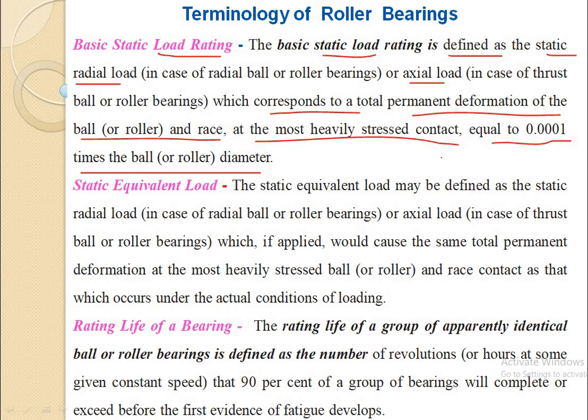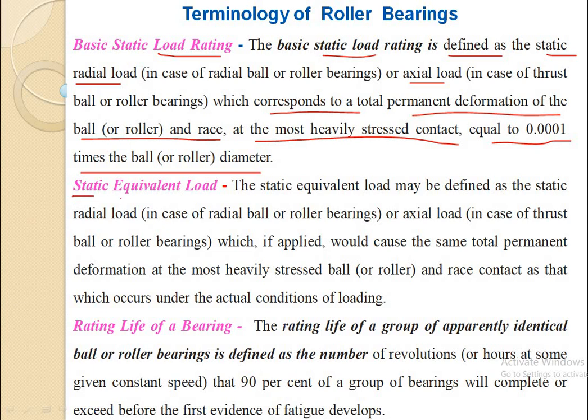समझ में आया क्या? अगर basic static load बेरिंग पे एक्ट होता है और उसकी वजह से अगर बेरिंग में परमानेंट डिफॉर्मेशन पैदा होता है, कितना होना चाहिए परमानेंट डिफॉर्मेशन? 0.001 टाइम्स इट्स रोलर और बॉल डायमीटर. वो जो लोड होता है उस लोड को कहते हैं बेसिक स्टैटिक लोड रेटिंग. दिस इज द टर्म एज द बेसिक स्टैटिक लोड रेटिंग.